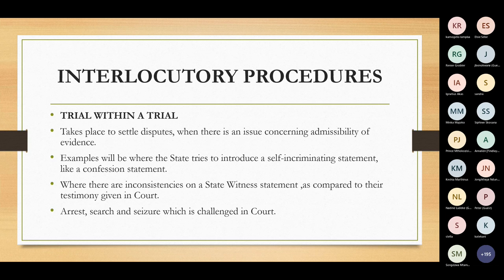The next interlocutory procedure that we're dealing with is a trial within a trial. This is what happens when there's a dispute regarding the admissibility of evidence. An example will be where the state tries to introduce a self-incriminating statement, like a confession. Where there are issues about how that confession was obtained, there's going to be a need to leave the whole trial and enter into a trial within a trial to establish whether everything was above board in how that confession was obtained. And if there's doubt, then that confession will not be admissible in the court.